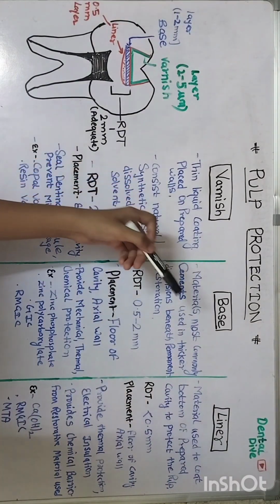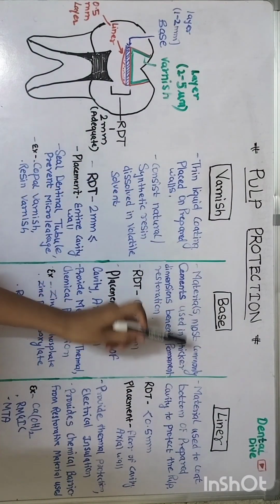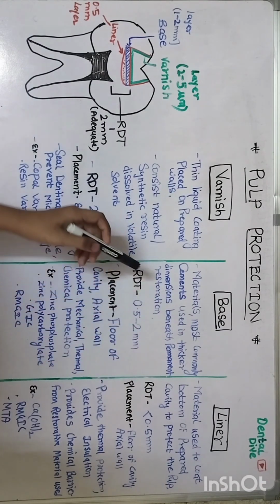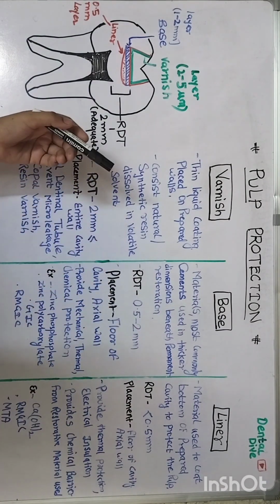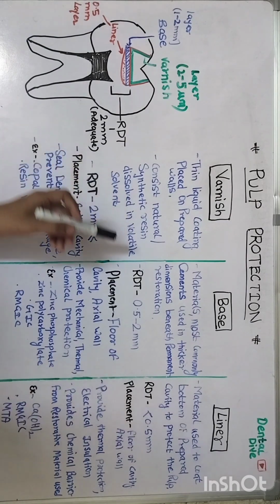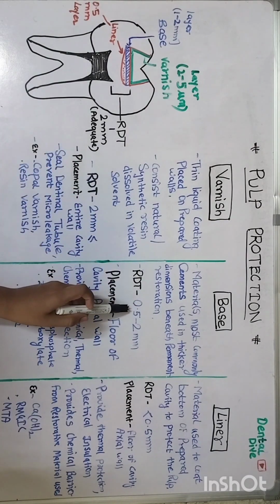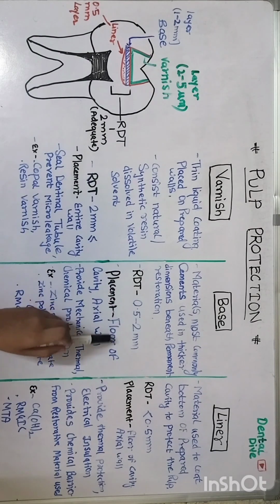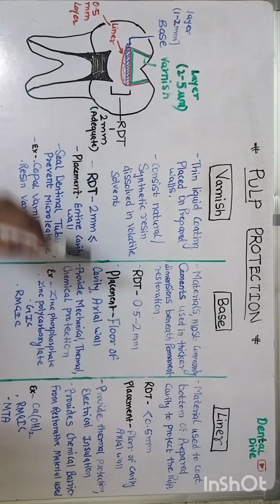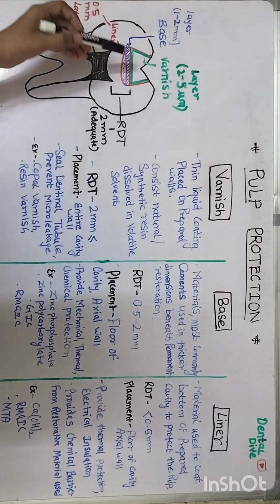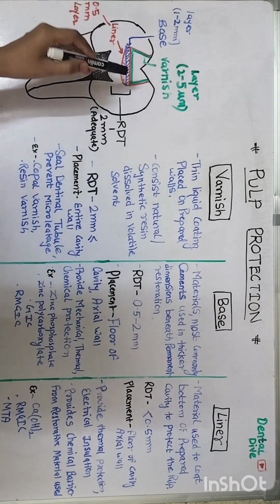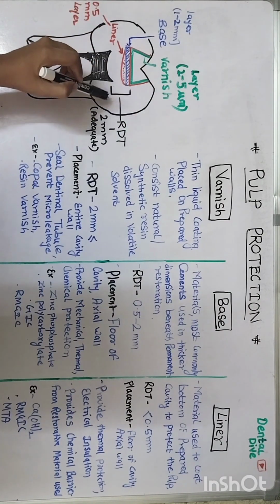Now, what are bases? Bases are materials, most commonly cements, used in thicker dimension beneath your permanent restoration. Cements like GIC, zinc phosphate. It is applied when the remaining dentin thickness is 0.5 to 2 mm, and it is placed on the floor of the cavity or axial wall. The base should always be applied on the base of the cavity, or when you make a class 2 cavity, then you will apply it on your axial wall also.